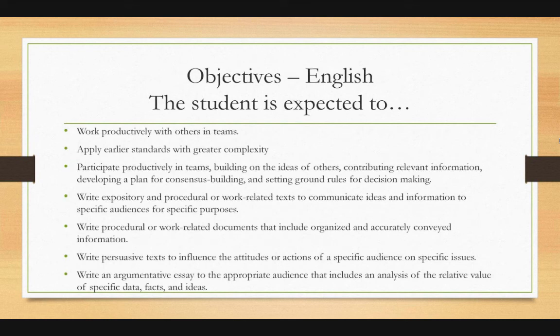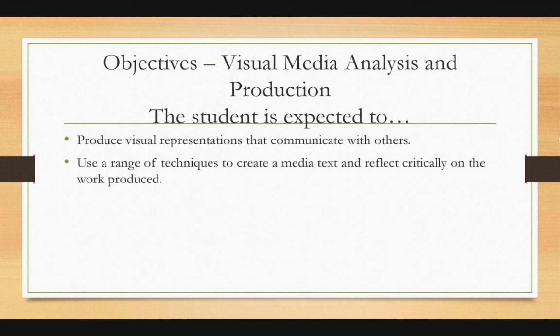The English objectives are that students will work productively in teams, they will contribute relevant information, develop a plan, they will write expository and procedural or work-related texts, they will write persuasive texts, and an argumentative essay. For visual media analysis and production, students will produce visual representations that communicate with others and use a range of techniques to create a media text and reflect critically on the work produced.